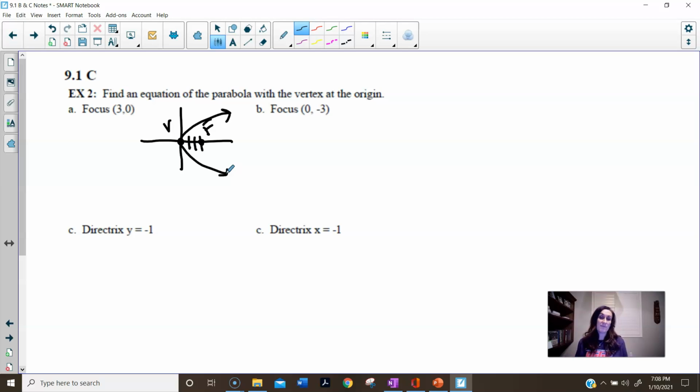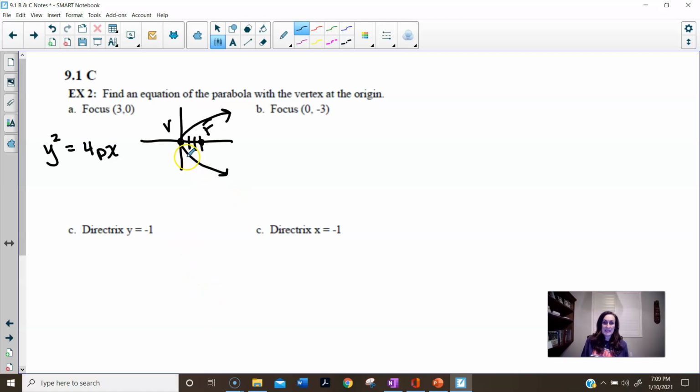If you go to that first page of notes, you'll see that the equation for opening up to the right is a y squared equation, where the y is squared and the x is not. The equation is y squared equals 4px. Now what you're going to do is you just have to figure out what p is, and then you can write the equation.